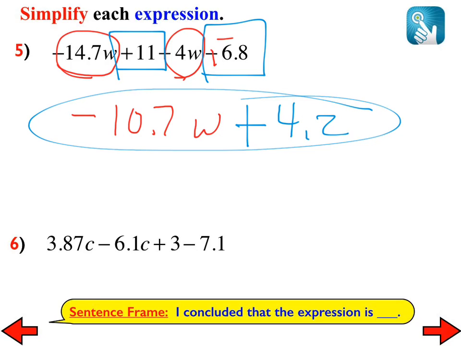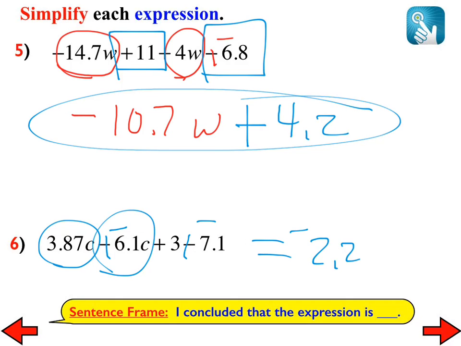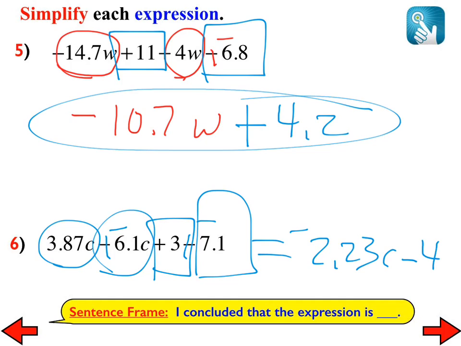How about number 6? I concluded that the expression is negative 2.23 plus 4.1. Where'd the variable go? Oh, negative 2.23c plus 4.1. All right, very good. We add the opposite here, add the opposite here. When we look at our c's, we have more negative c's than positive. In fact, we have 2.23 more negative c's. When we look at our constants, we have more negatives than we do positives. In fact, we have negative 4.1 more.